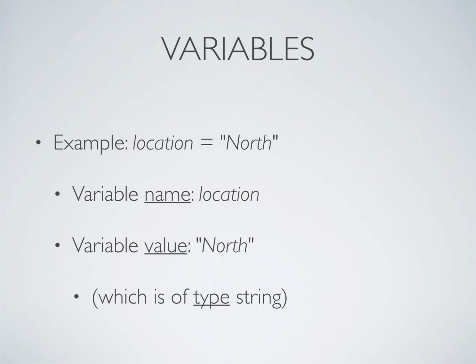And we've learned already that this value is of type string, right? We know that because it's a sequence of characters surrounded by quotation marks. So again, in this example, location is the variable name. The string north is the value stored in that variable. And again, that is type string.